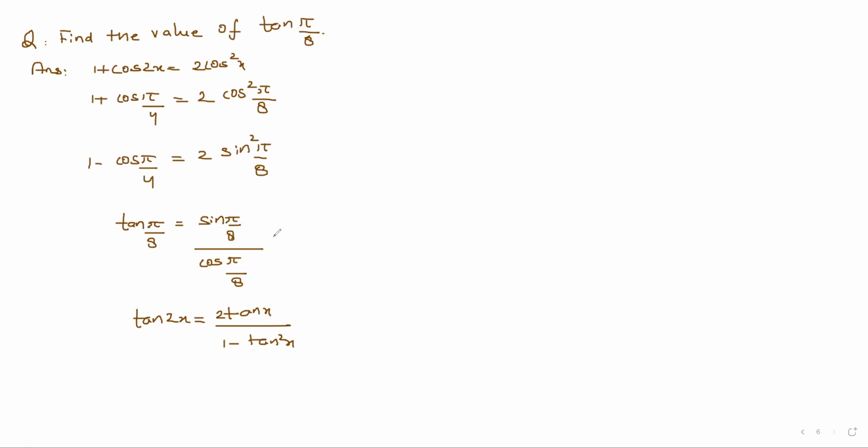And Noma, for this one, this will give you cos square pi by 8 is equal to (1 plus cos pi by 4) by 2, means 1 by 2 times (1 plus 1 by root 2). So this is (root 2 plus 1) by 2 root 2. Okay. And cos pi by 8 will be positive, since pi by 8 lies in the first quadrant, so under root (root 2 plus 1) by 2 root 2.